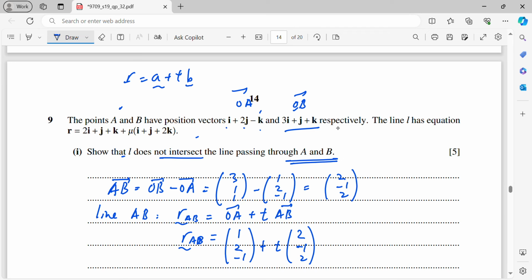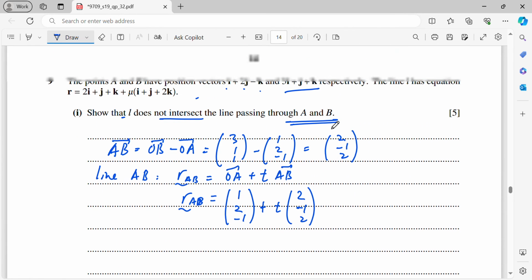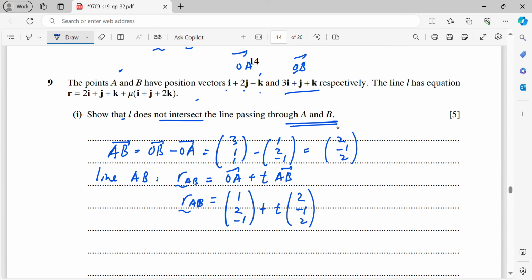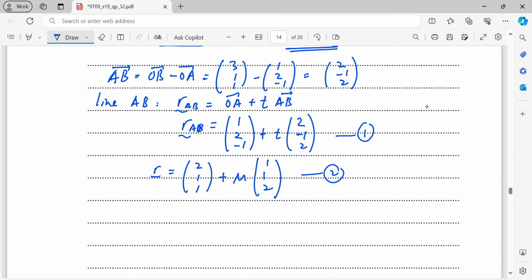Now to show that L does not intersect, or that the two lines are not intersecting, I will let this be the first equation, and then rewrite the other: r = 2i + 1j + 1k, that means (2, 1, 1) + mu(1i, 1j, 2k). So now I will equate them. As long as I cannot find the t and mu that satisfy all the equations, there will be no intersection.